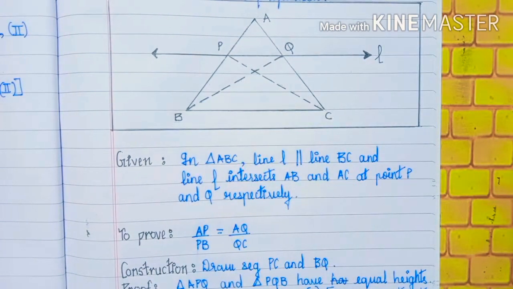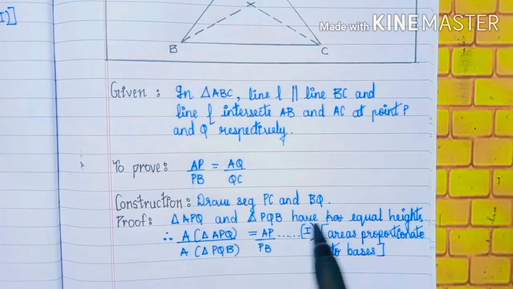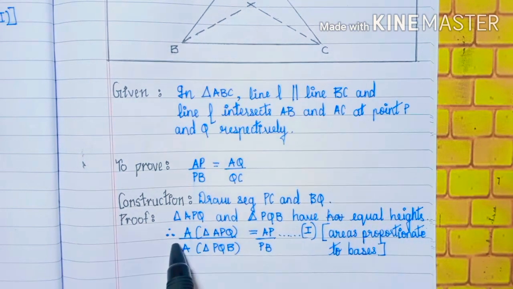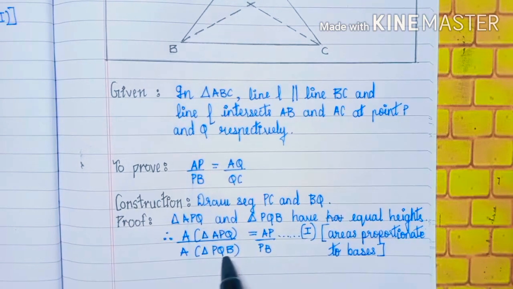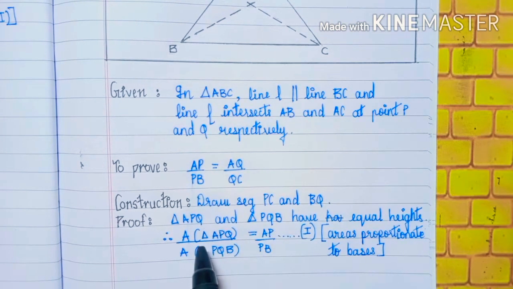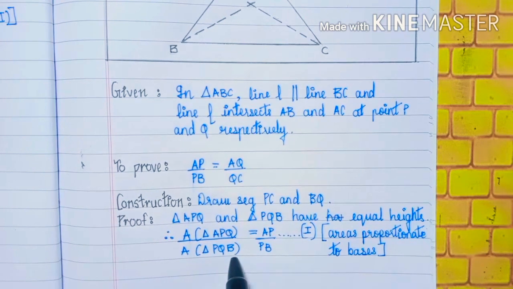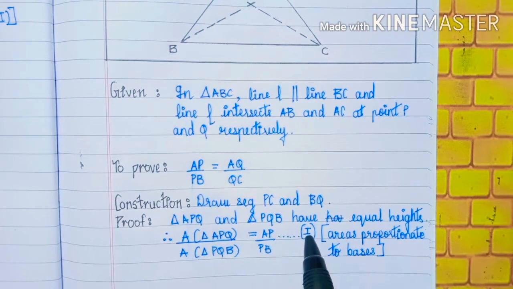So let us see how to write it in the proof. Here in the proof we write it as triangle APQ and triangle PQB have equal heights. Therefore, area of triangle APQ upon area of triangle PQB is equal to AP upon PB. AP is the base for triangle APQ and PB is the base for triangle PQB, as we saw in the diagram. This is the first step.